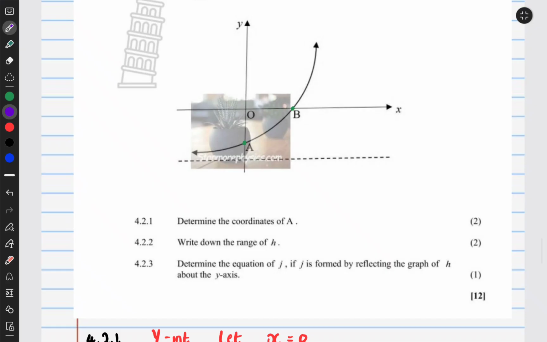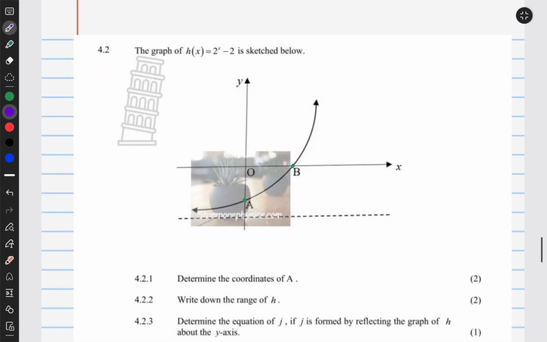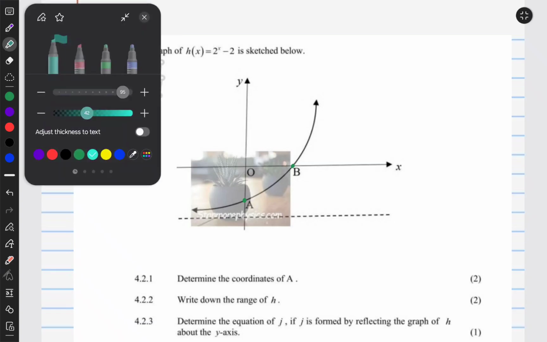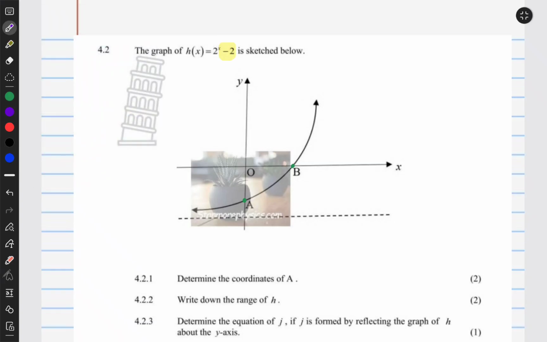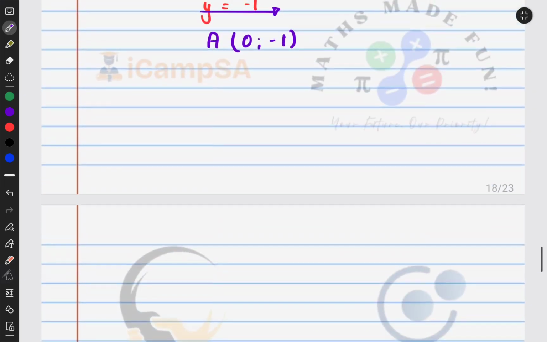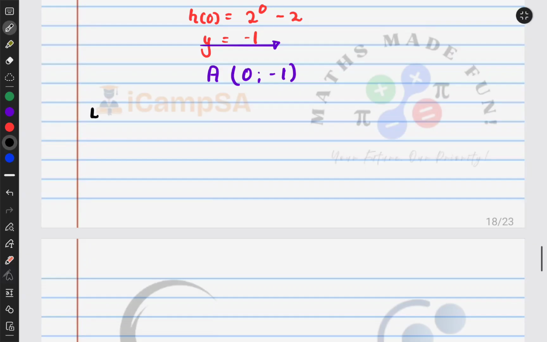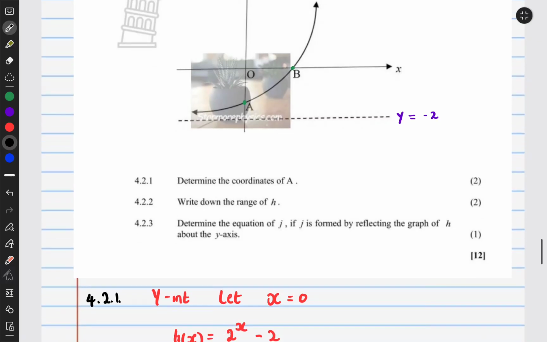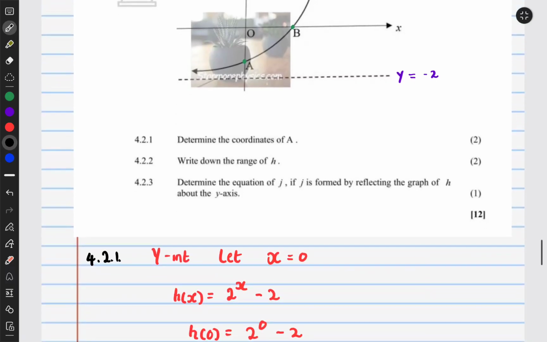The range of h, in order to be able to write it, we need to realize that we have the asymptote there. The asymptote is represented by that constant, which also represents the vertical shift. So the asymptote is y is equal to negative 2. So our graph only exists above negative 2. So for 4.2.2, the range is y is greater than negative 2. That is where our graph exists.